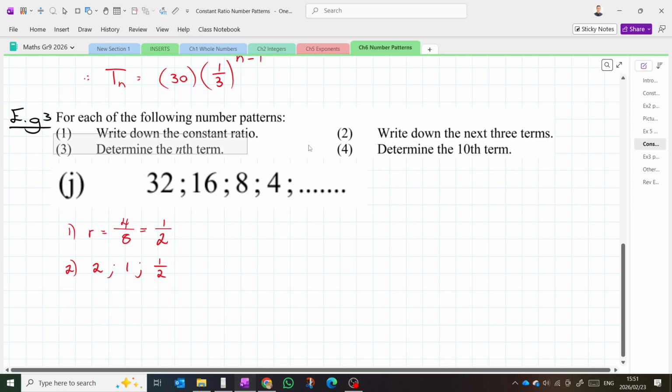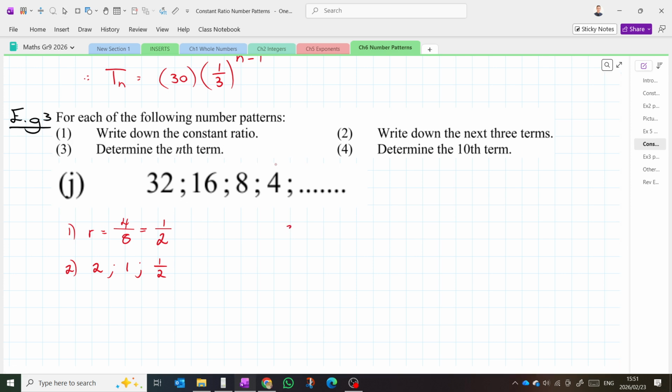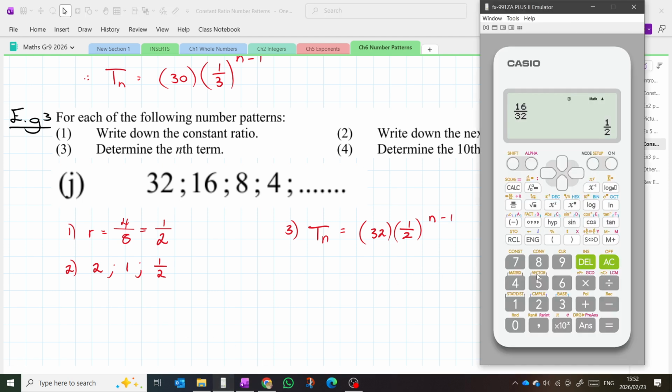Then they asked us to determine the nth term. I'm going to do it on the side here. Tn, we know we need to put down the first term, so that's 32. We know our ratio is a half to the power n minus 1. Again, never a bad idea to go and test it. 32 times 1 over 2, all to the power, let's do the third term, so 3 minus 1, and that spits out 8, and that works.